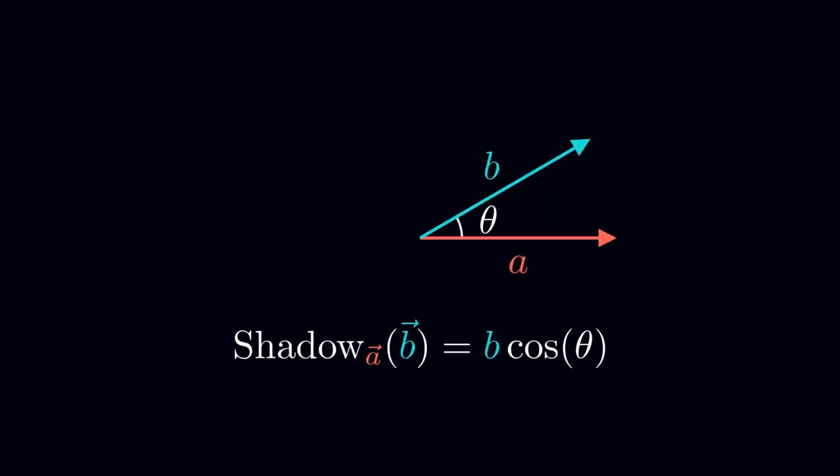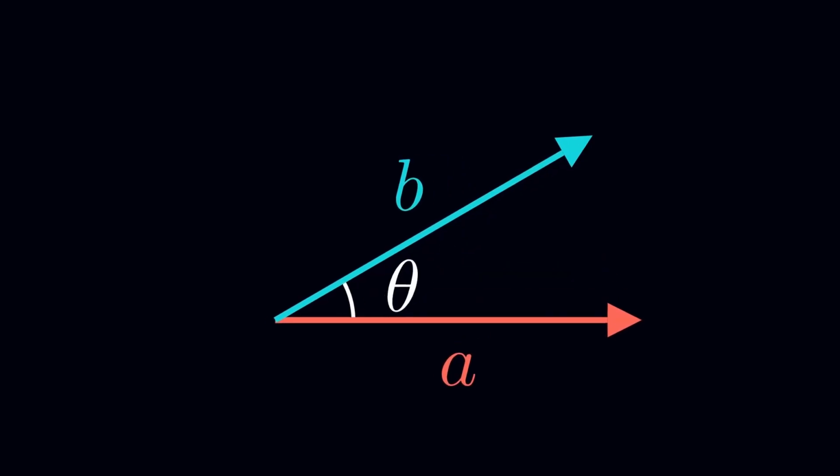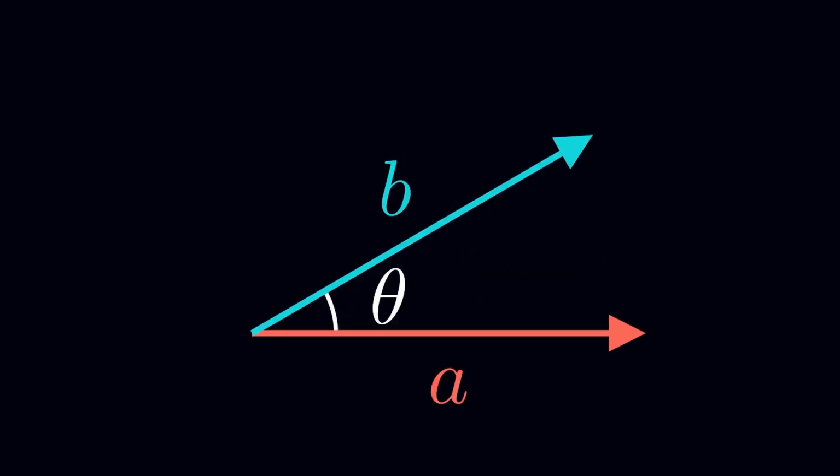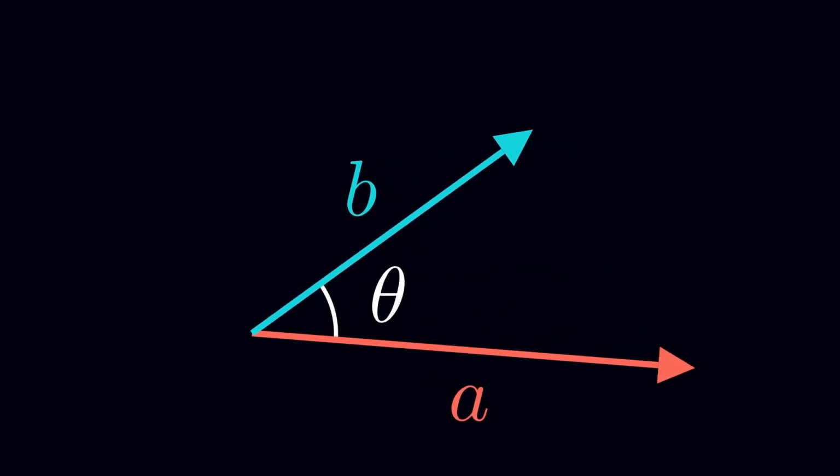So far, we've been treating A and B as two different kinds of objects, where A acts like a direction and B acts like a length. What we really need is a way to measure not just how much B contributes to A or vice versa, but rather how much A and B work together.